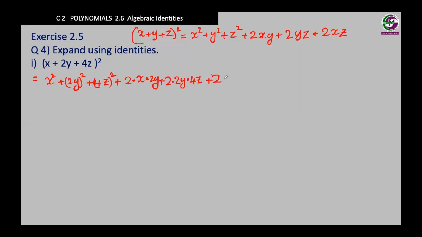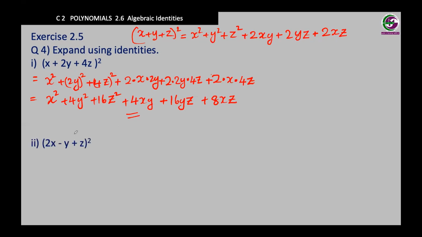2 times first term multiplied by the last term again, which is equal to x square plus 4y square plus 16z square plus 4xy plus 16yz plus 8xz. And we can't simplify it anymore. Let's see what's the next question.